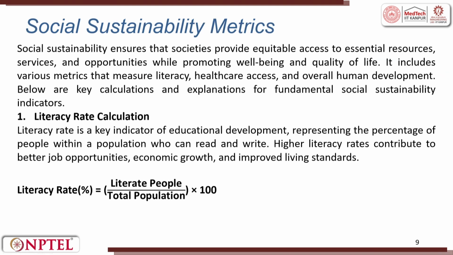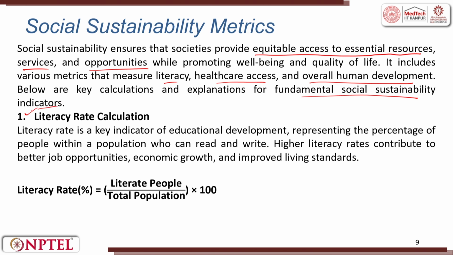Then comes the next metric, that is social sustainability metric. Social sustainability ensures that societies provide equitable access to essential resources, services, opportunities while promoting well-being and quality of life. It includes various metrics that measure literacy, healthcare access and overall human development. Below are key calculations and explanations for fundamental social sustainability indicators.